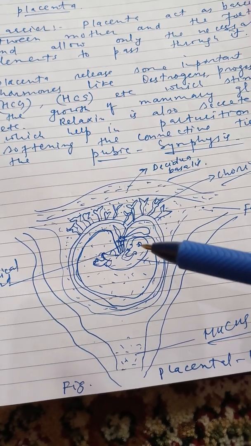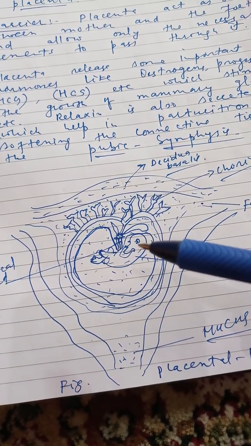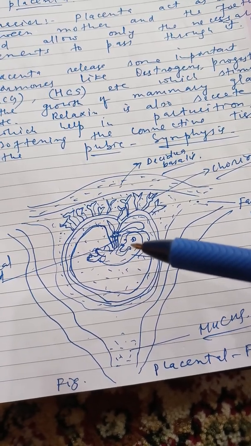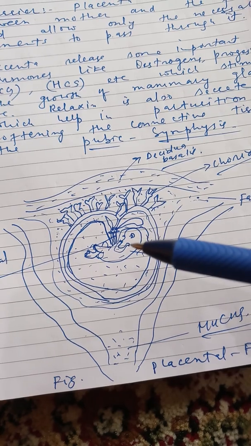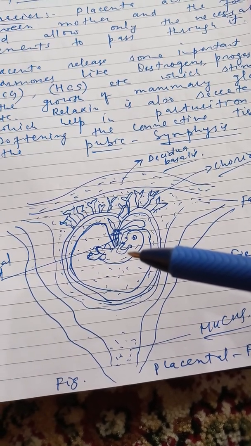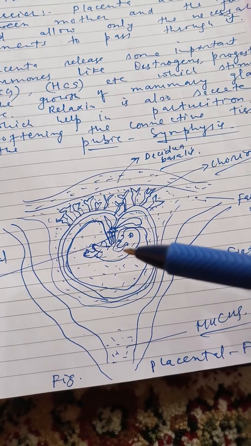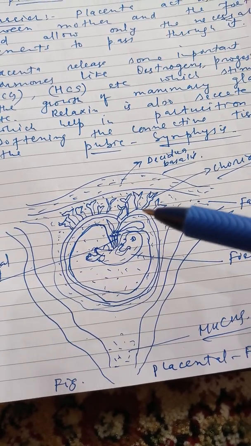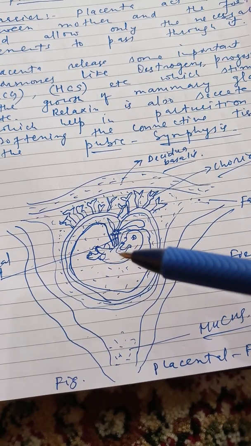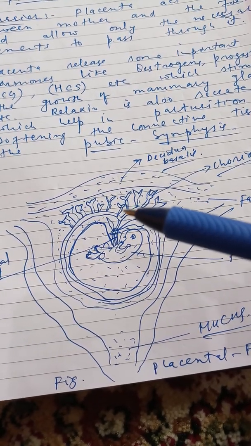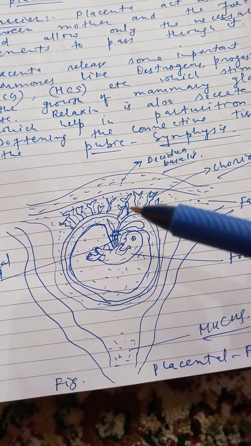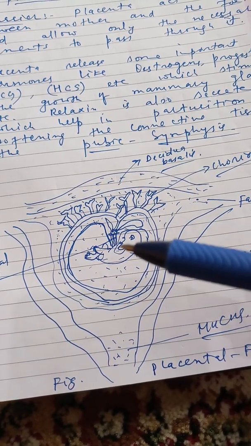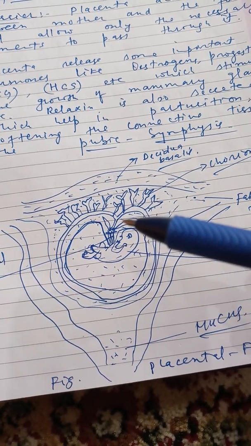And next, an important function the placenta performs is that it acts as a barrier between the mother and the developing foetus. That is, it allows only the necessary things to pass through it and not all. The necessary substances which are very important. Nature has provided a protective covering inside this placenta, so it only allows the things which are a must for its development to pass through and not the others.